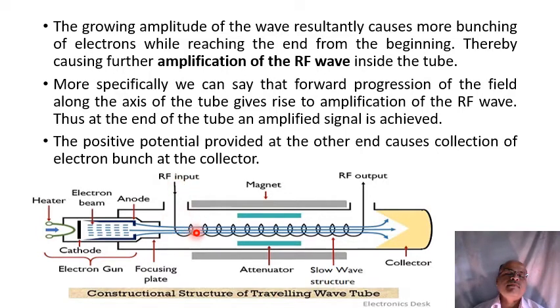RF input signal is applied here, and the electron beam is generated and focused. During interaction, due to this slow wave structure, interaction of this RF field and electron beam takes place, and there is a variation in velocity, and therefore velocity modulation takes place. Electron bunching effect takes place, and in this case the electrons give their energy to the RF field, and we'll get the amplified output from this side. And further, electrons are collected at the collector side. So this is the working principle.